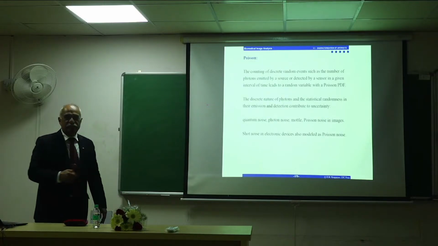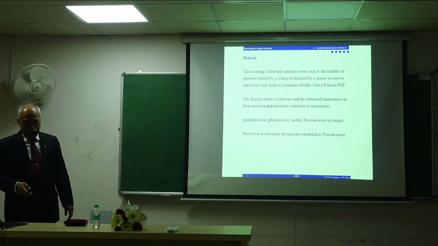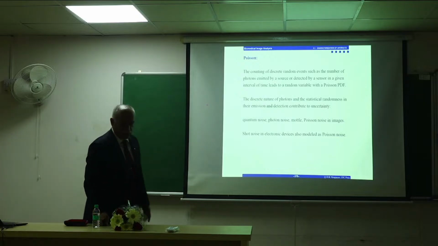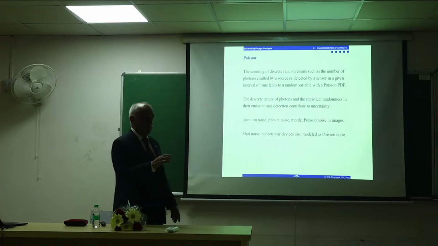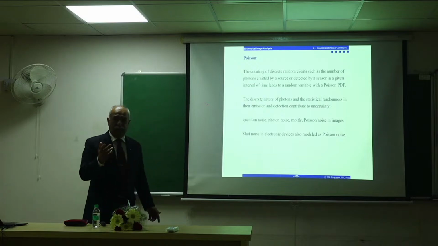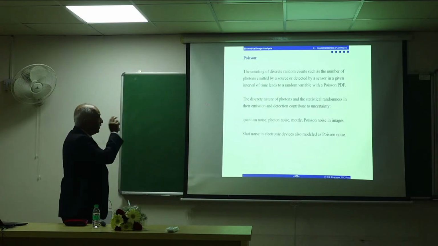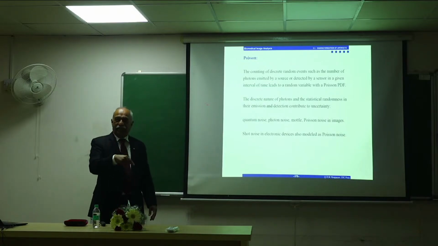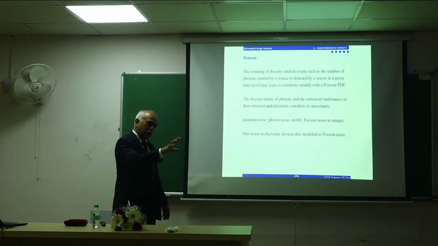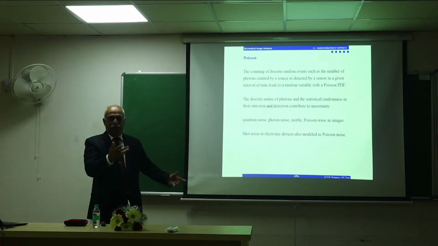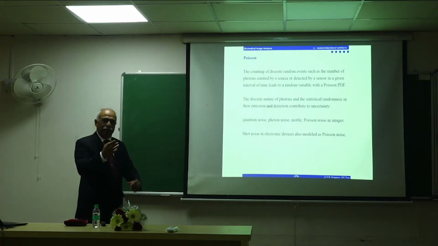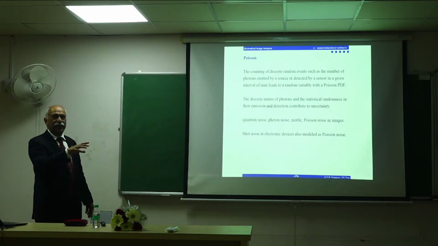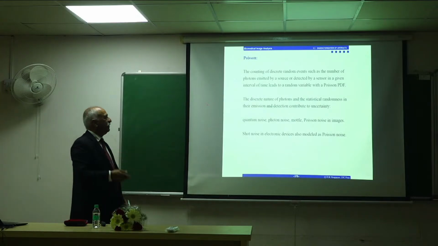The Poisson noise is important in medical imaging, especially in photon counting, single photon emission computed tomography, and gamma camera imaging. It involves the counting of discrete random events, such as the number of photons emitted by a source or detected. There could be a number of photons coming, but your detector will not catch all of them. They will catch some. And there is a randomness in the emission process and the detection process.